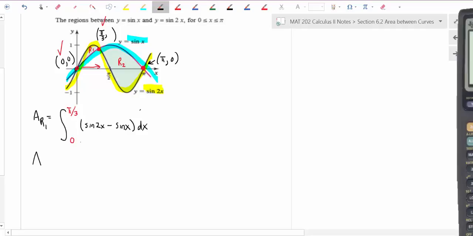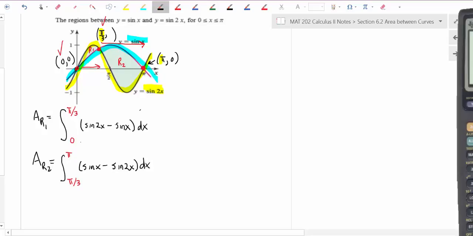And then the area of region 2 is going to be represented by the definite integral. We're going to go this time from pi over 3 to pi. Again, we're integrating, summing rectangles from left to right. So we want to go pi over 3 to pi. And then this time the things go backwards. The curve on top is the sine of x, and the curve on the bottom is the sine of 2x, times dx, like that.